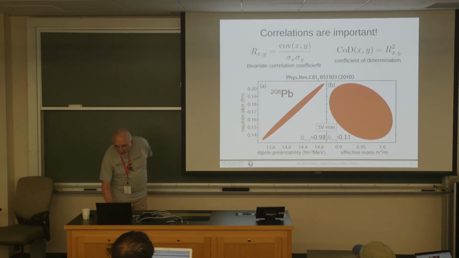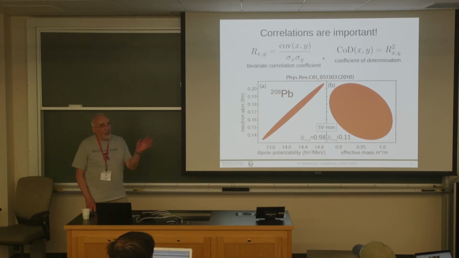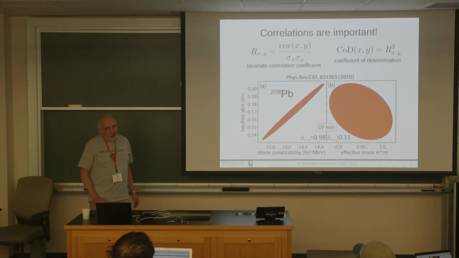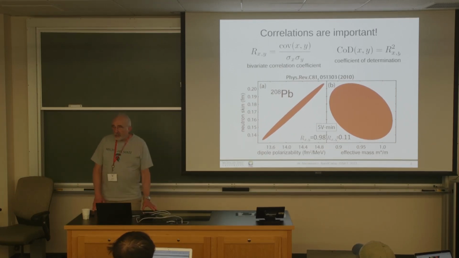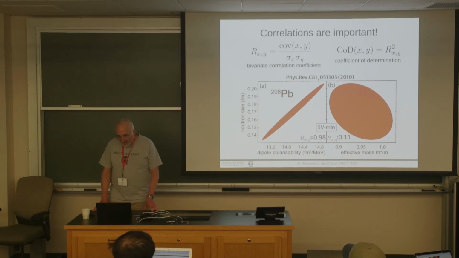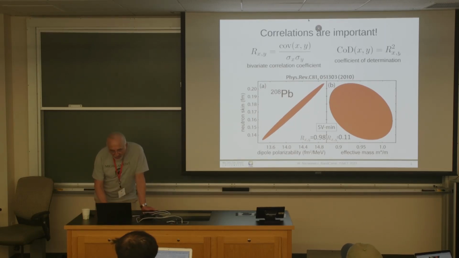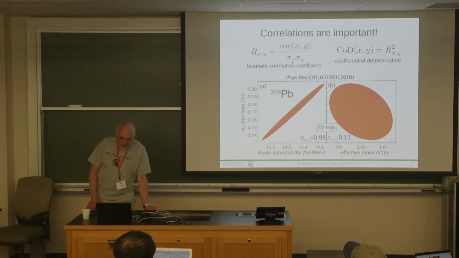Okay. So this is basically very elementary stuff. I just want to make a particular point that correlations are in fact very important when one deals with uncertainties. Correlation is usually calculated as a covariance between two quantities x and y divided by the sigmas, the standard deviations, right?